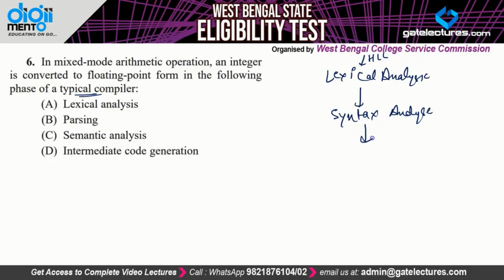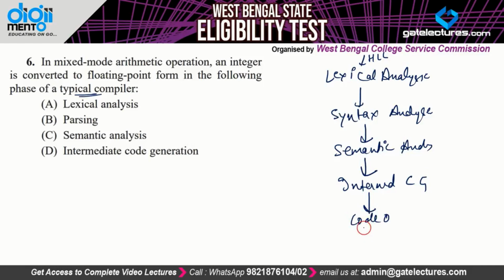Now from this syntax analyzer, we get a parse tree which we give to the semantic analyzer. From this semantic analyzer, we go to intermediate code generation. Now we give the intermediate code to the code optimizer. And from this code optimizer, we generate the target code, which gives us an assembly language program.